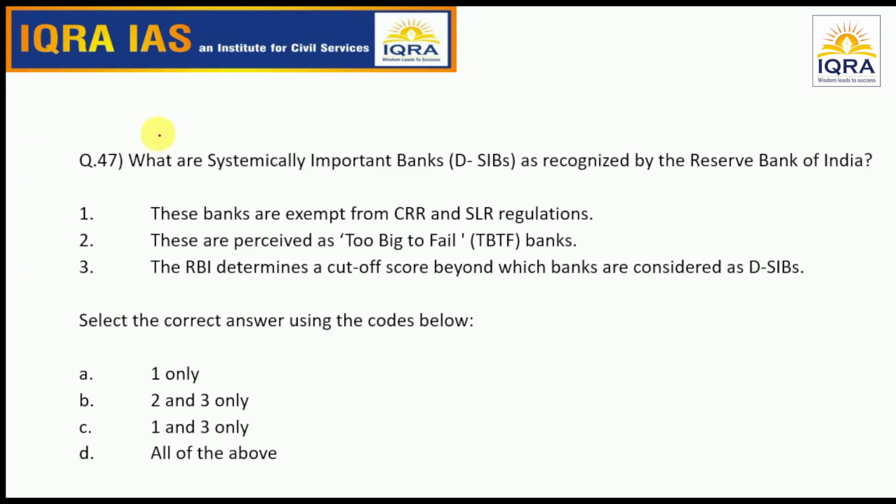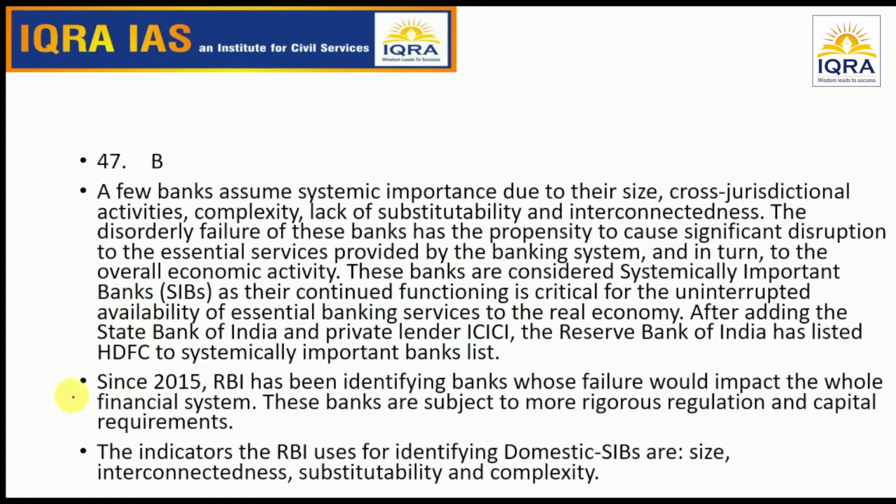Then question number 47. Domestic systemically important banks, D-SIBs, are recognized by the Reserve Bank of India. These banks are exempted from CRR and SLR regulation. No, no bank is exempted from this, especially when we talk about commercial banks. These are perceived as too big to fail banks. Yes. And RBI determines a cutoff score beyond which banks are considered as D-SIBs. Yes, it's true. I think 2 and 3. So this is about systemically important banks.